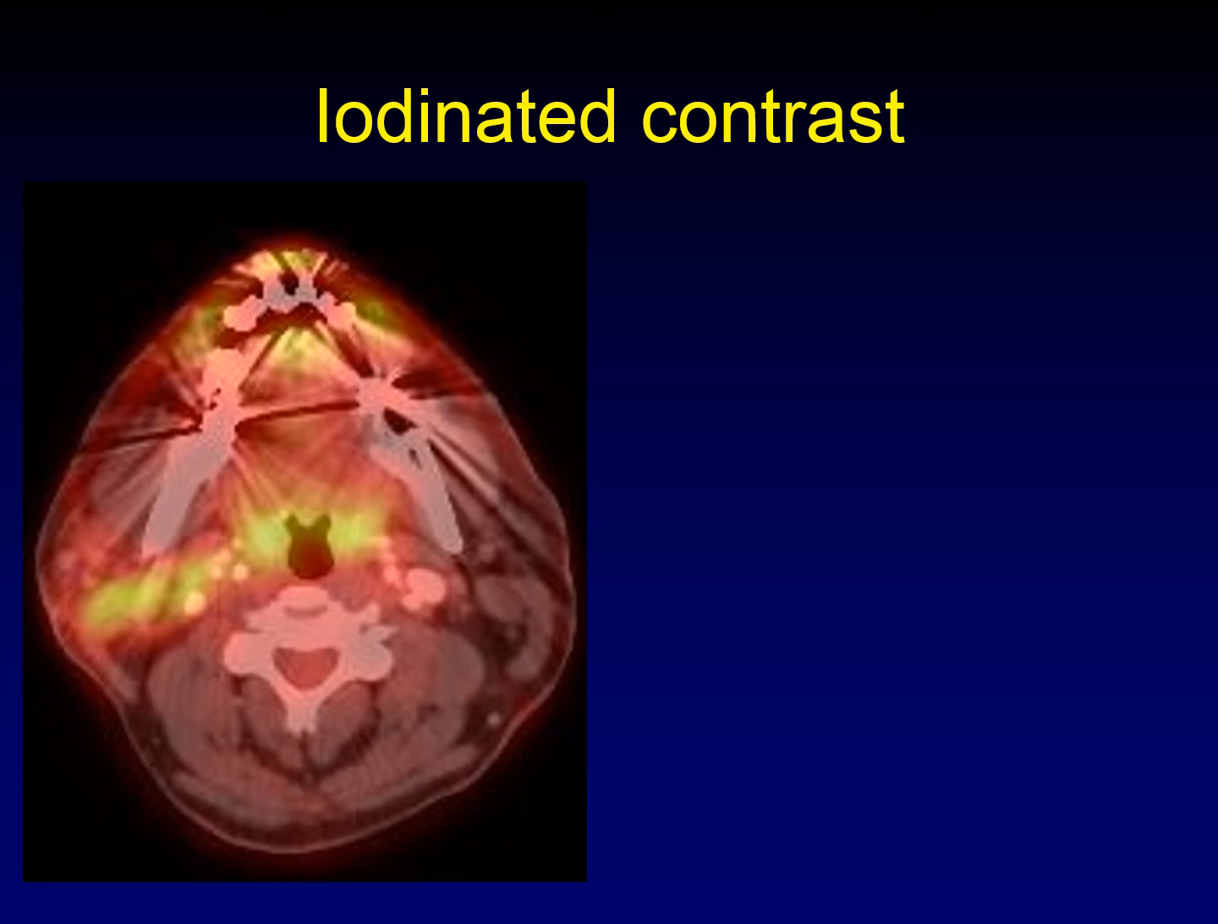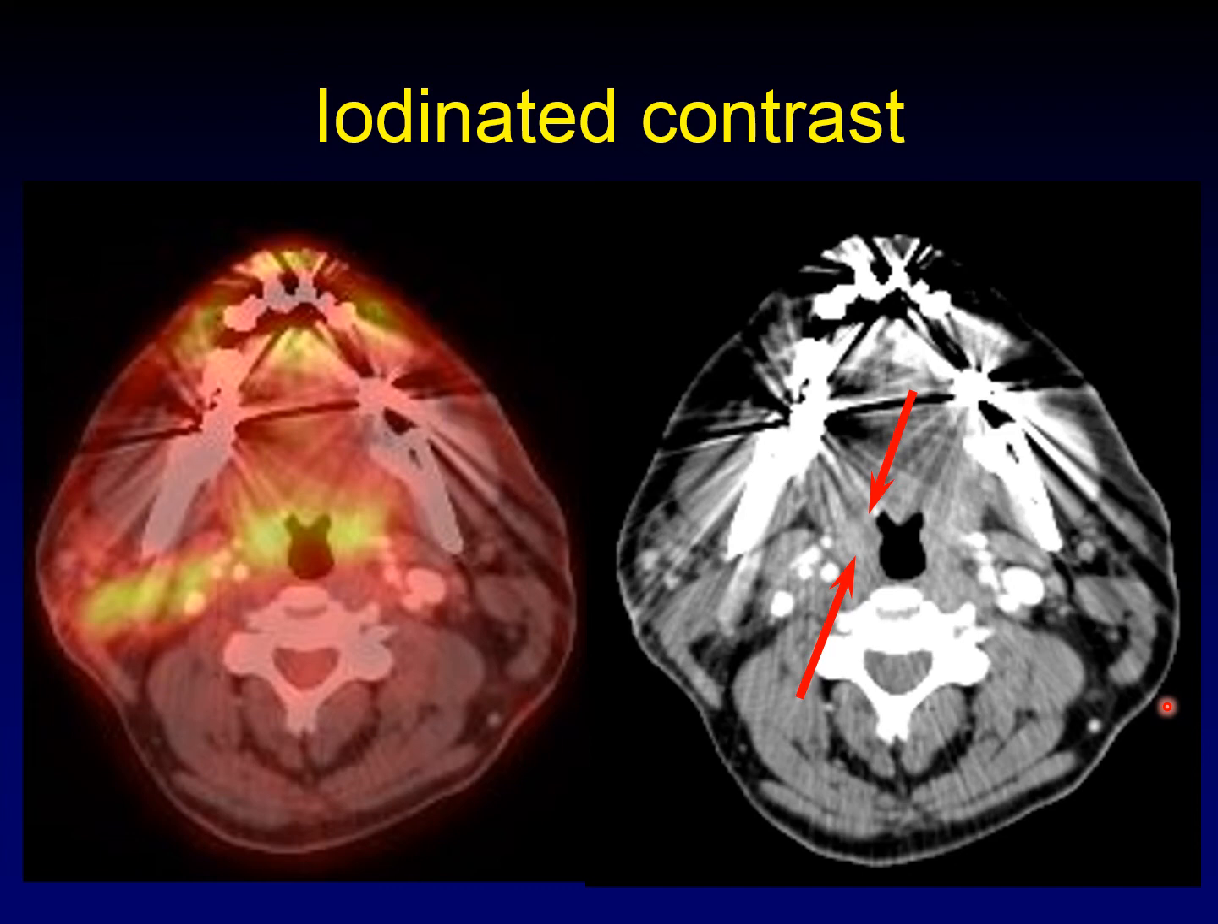Here's a patient with a lot of FDG avidity out laterally. Turns out that's all muscular. Symmetric uptake in the tonsils. No big deal. But once we have iodinated contrast on board, you can actually make out the discrete mass in the tonsil, despite all the streak artifact. Discrete mass there that is the tumor.